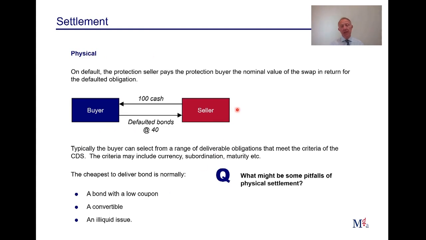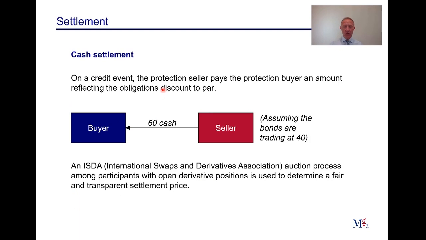If there's a default, then the claim can either be physically settled or cash settled. If it's physically settled, you hand over the defaulted bonds, which in our example, we're saying are worth 40 pence on the pound or 40 cents in the dollar, and you receive 100 or par back in cash. So you're made whole. If it is cash settled, then you just receive the difference between 100 and the post-default price, let's say 40, in cash. So if the bonds default and they're then trading at 40 post-default, you would make a claim for 60. And that's how you would be made whole.